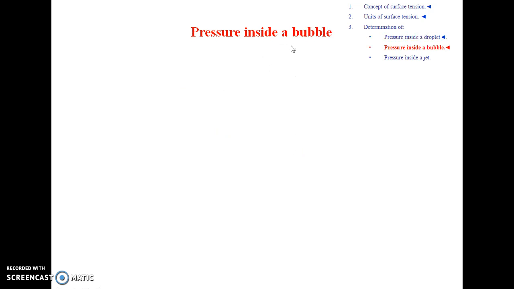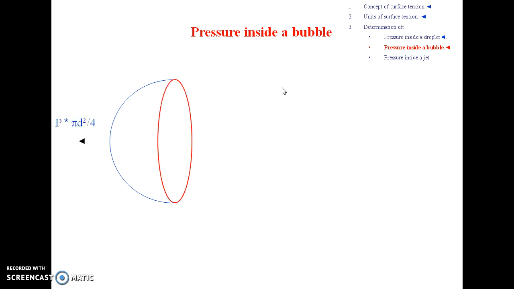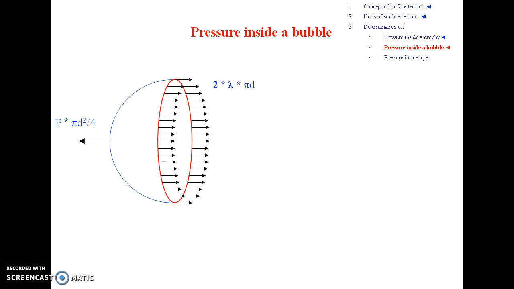If we consider the pressure inside the bubble, this is the case. In a similar manner, this is the half of the bubble which is split. The pressure force remains the same, pressure multiplied by the area of cross section, which is pi d squared by 4, but the force due to surface tension is doubled.